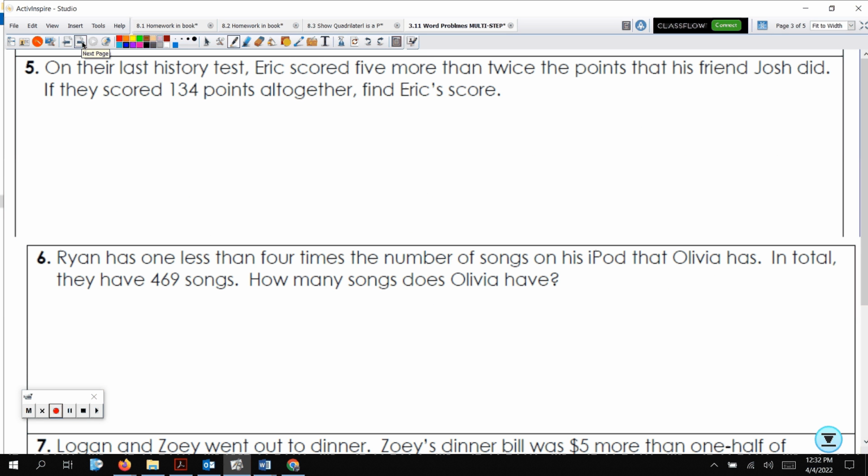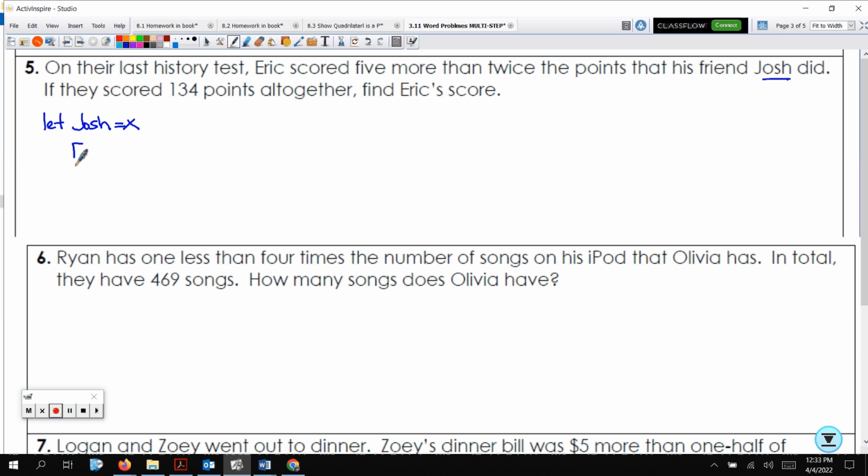On their last history test, Eric scored 5 more than twice the points that his friend Josh did. What's the last thing they talk about in that first sentence? And don't say did, it's Josh. So Josh is going to be our x. Let Josh equal x. And then we're going to reread it. On the last history test, Eric scored 5 more than twice the points that his friend Josh did.